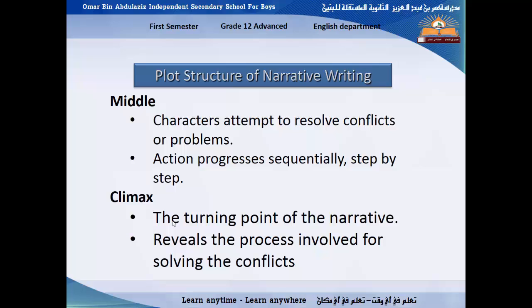And then just after this, the actions start to fall down. So it's a turning point. Instead of going up, the actions start to go down. It also reveals the process involved in solving the conflicts. When the solution appears, just before this we have the climax. It could also be defined as the most exciting point of the story, the top of the action, the top of the problem.